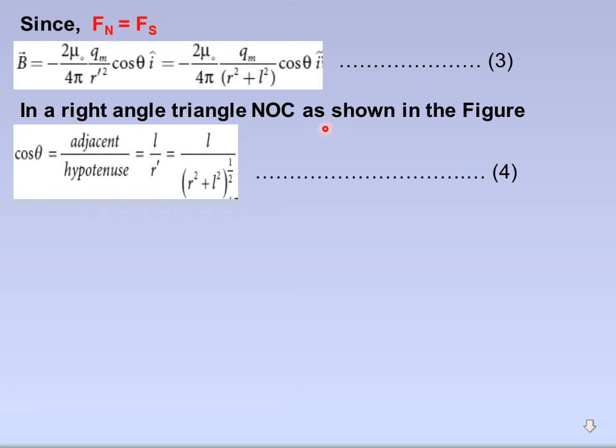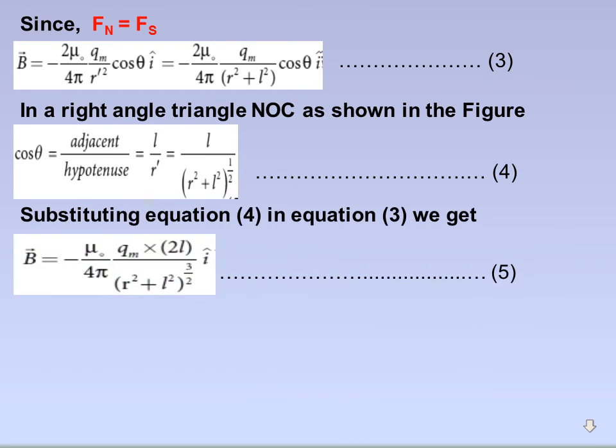Now the right angle triangle NOC, as shown in your figure, gives cos theta is equal to adjacent side by hypotenuse. So 1 by r dash is equal to 1 by (r square plus L square) the whole raised to 1 by 2. Let us have this as equation number 4. Now substituting equation number 4 in equation number 3, instead of 1 by r square plus L square, we get B vector is equal to minus mu naught by 4 pi, Qm into 2L divided by (r square plus L square) the whole bracket 3 by 2, into i cap.